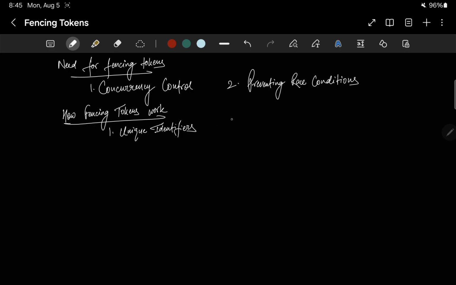And there is one more thing called the comparison mechanism, because if the unique identifiers are there, we need a comparison mechanism to know the order of the identifiers. Operations equipped with fencing tokens can compare their identifiers, facilitating the determination of their relative order in the distributed system. This comparison mechanism is fundamental for maintaining consistency and preventing conflicts. Let's take an example.